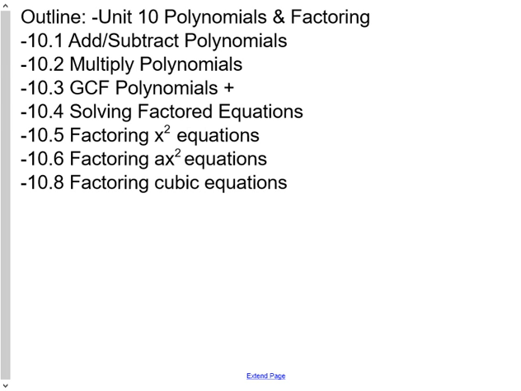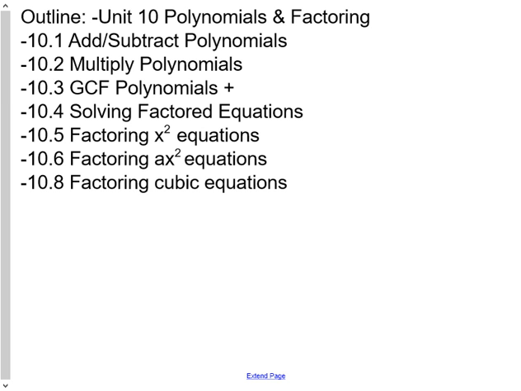Today we'll be going through chapter 10 and specifically lesson 10.1, adding and subtracting polynomials. Unit 10 is all about polynomials and factoring, so this is kind of the outline of the lessons we'll be going through. Adding and subtracting today has specific rules.